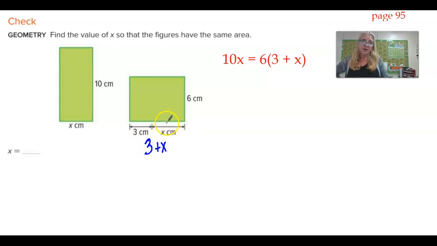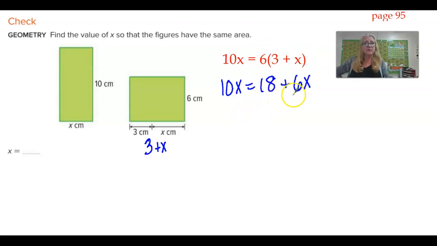If you did pause the video and you're back, welcome back. Here we go. All right, the area of the rectangle is 10 times X, or length times width. The area of this rectangle is length times width also. We have this side is 6 and this side is 3 plus X, so we're multiplying them together. Now, the first thing we have to do is get rid of those parentheses. 6 times 3 is 18. 6 times positive X is positive 6X.